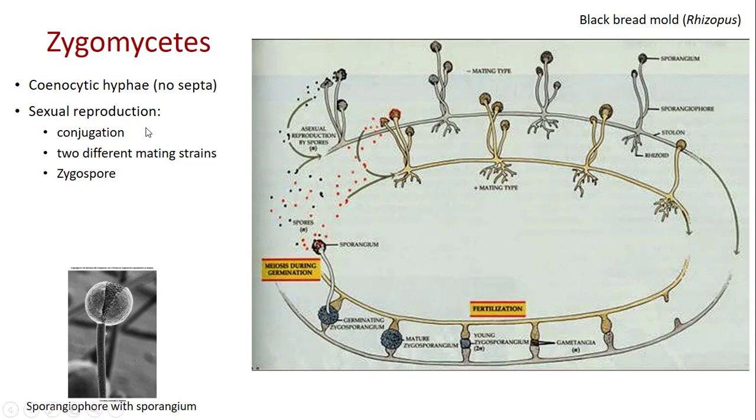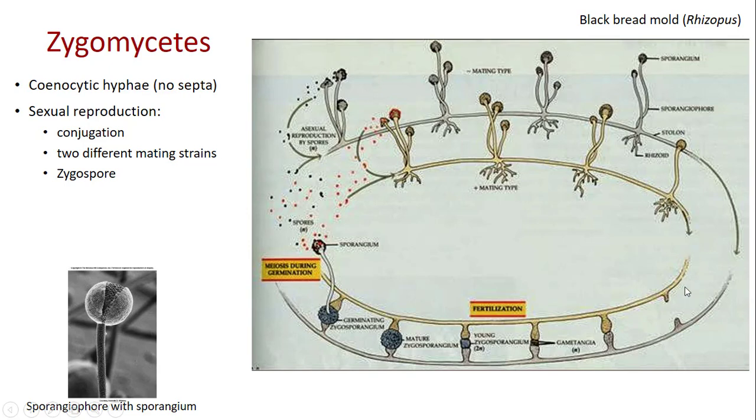Remember we saw conjugation in bacteria? When 2 bacteria would come in close contact and a tube would form between them. Well, that's a similar idea. 2 different mating strains of zygomycetes would come physically in contact, and then they would form a little tube between them. So if you look at this diagram here on the right, imagine in gray, here is one mating strain, and in kind of tan color is another mating strain.